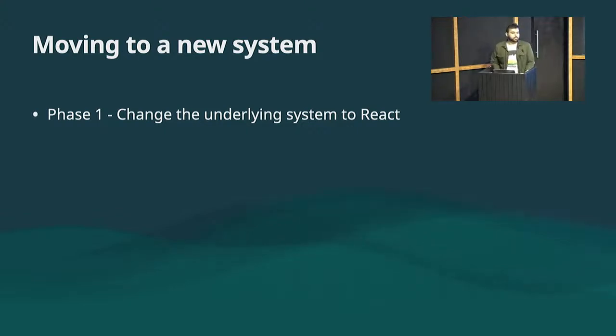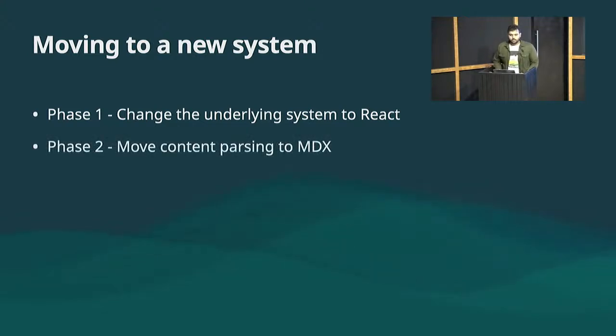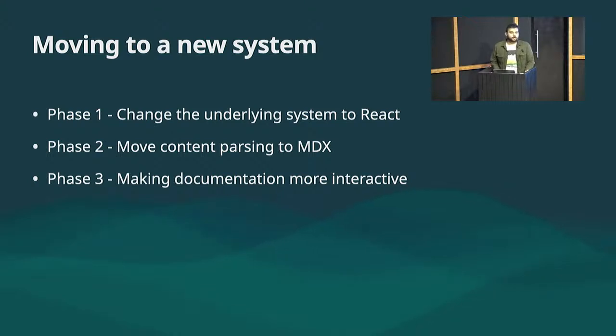The first phase was to replace jQuery and our previous system with a React-based system. The second was to update our parsers. As I mentioned, we were using Markdown.net, and we wanted to move to MDX, which will help us parse our Markdown content reliably into HTML. And finally, we wanted to make our docs much more interactive. Our previous docs seem like a normal HTML-based website and don't have much interactivity. That is a big push we wanted to make, which will eventually improve our users' experience.